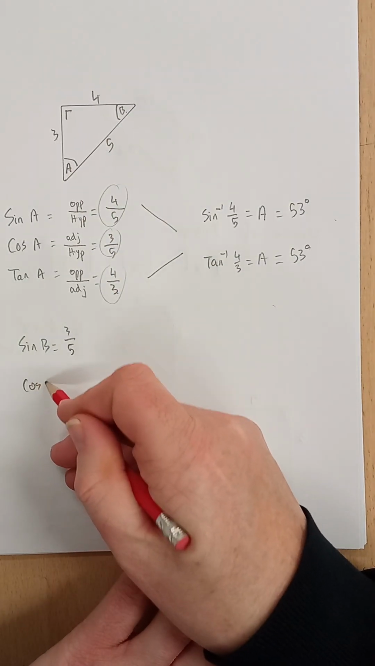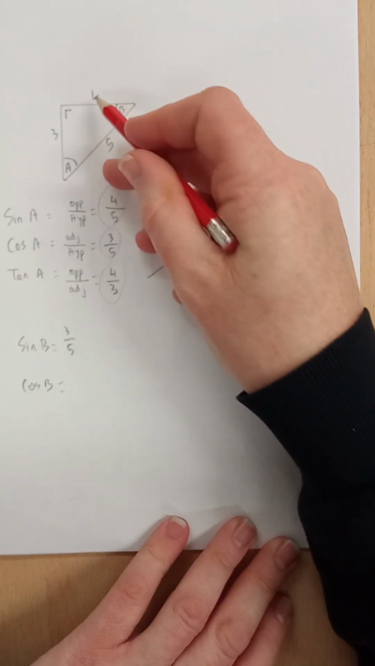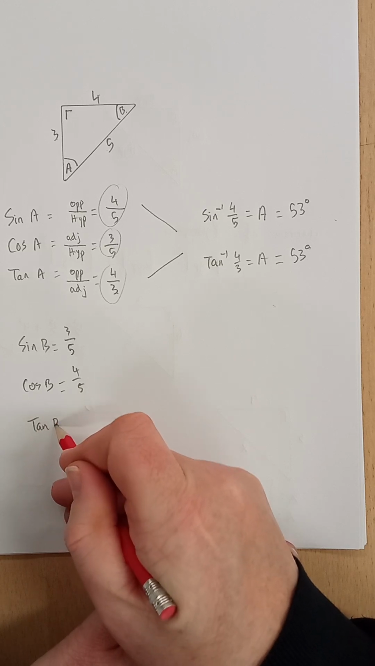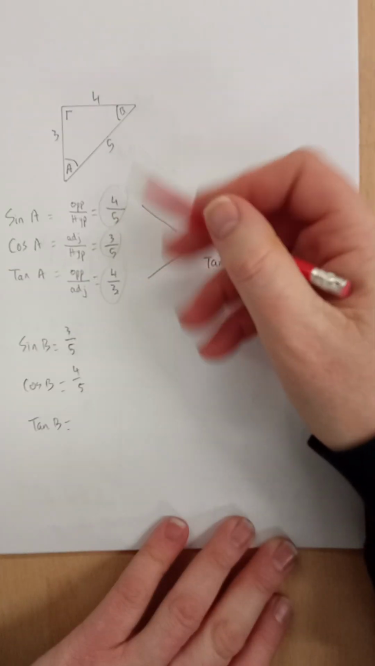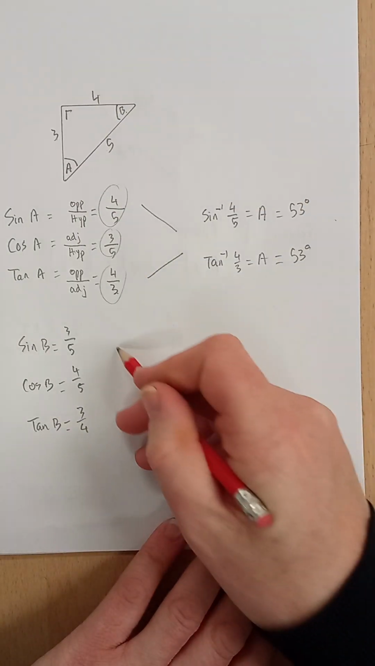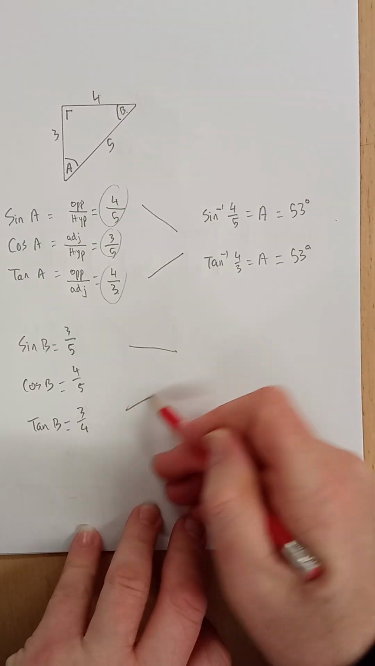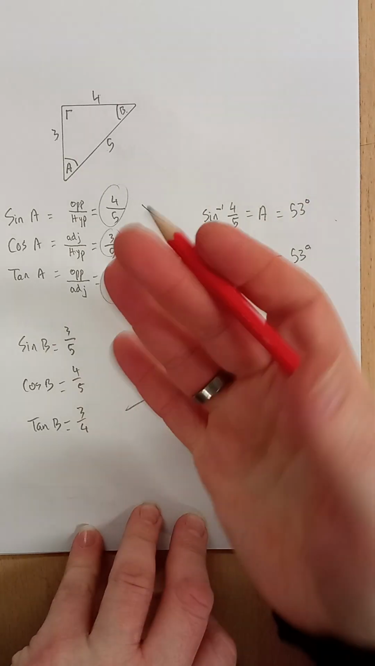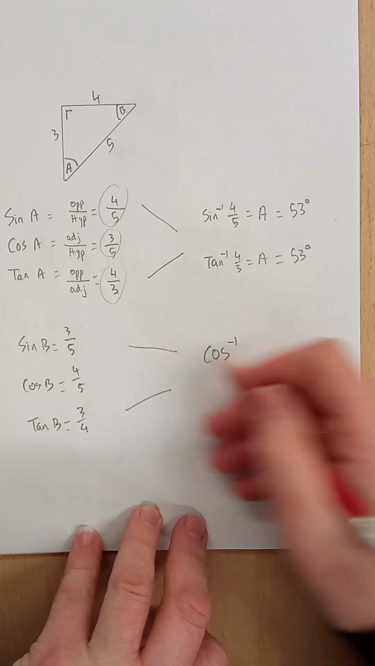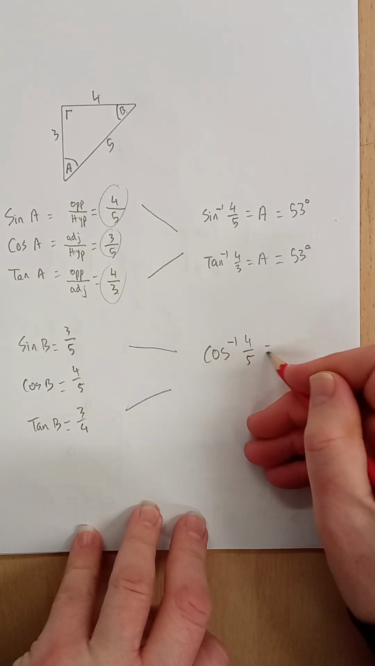The cos of B will be adjacent 4 over 5. And the tan of B would be, well, opposite over adjacent, 3 over 4. And the same thing again, if I want to find the angle at B, I just get the inverse of one of these. Let's get the cos inverse 4 over 5, should be B.